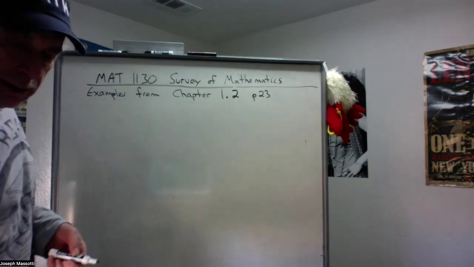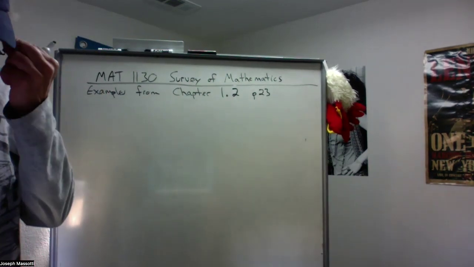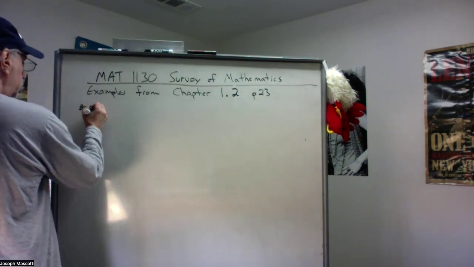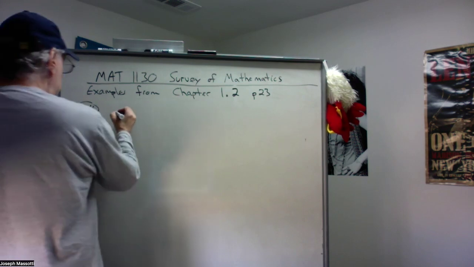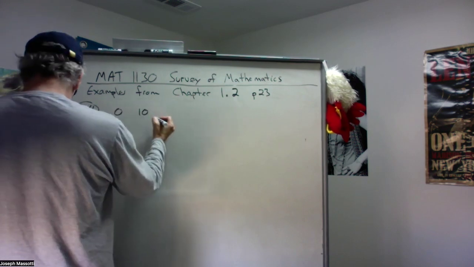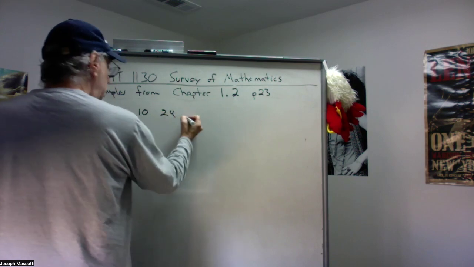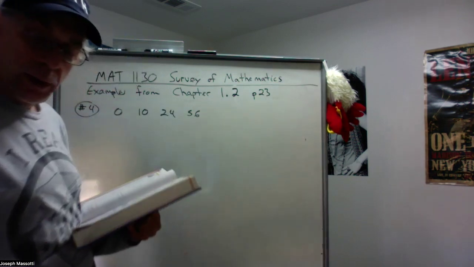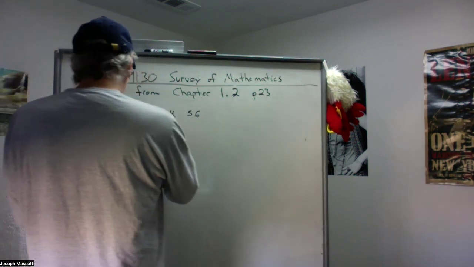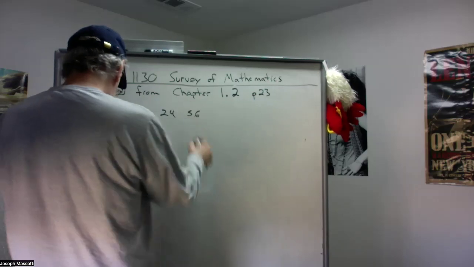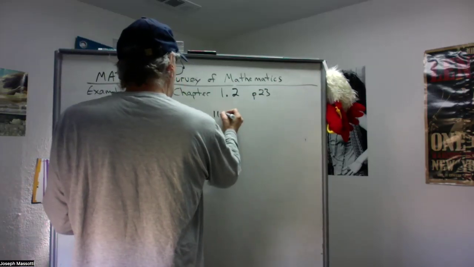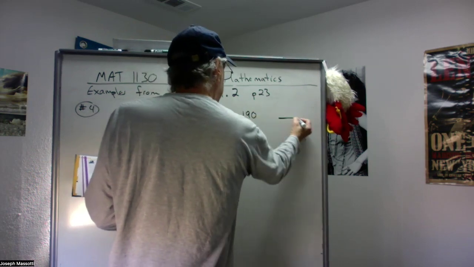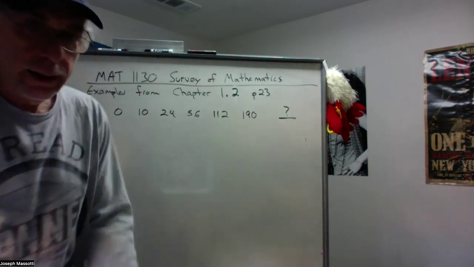Same idea, just a different list of numbers. So for number 4, we have 0, 10, 24, 56, 112, and 190. And then we're looking for the next number of the list.